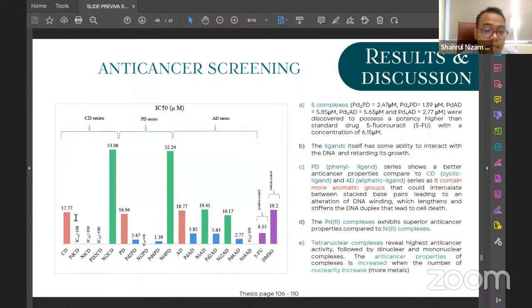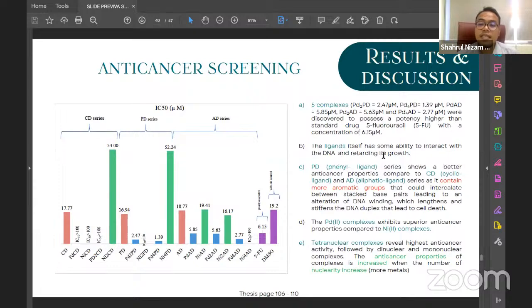When it is more than 100, we consider them as non-active, like palladium CD, nickel CD, palladium 2 CD. Yeah, they are inactive. Nickel 2 PD, this is a dinuclear complex. They are also non-active. Okay, so we have 5 complexes that possess a potency higher than the standard drug.